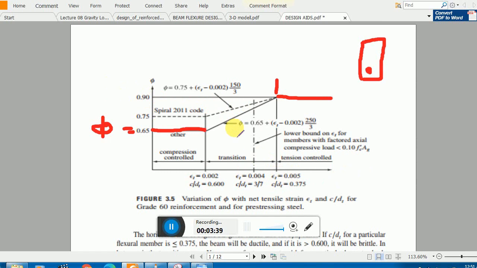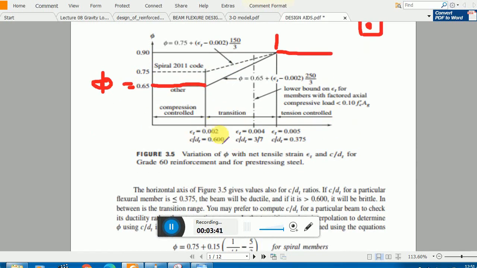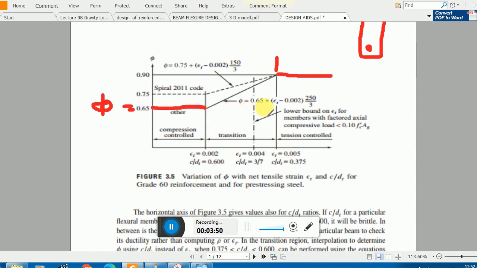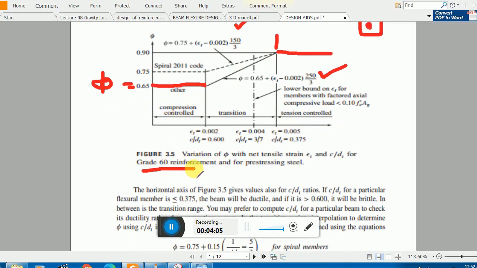Remember this. If your epsilon t value lies in between this region, more than 0.002 but less than 0.005, then you have to interpolate the phi value from this equation or from this equation. If you have a spiral member, then you will use this one. If it is another member, not a spiral member, then you have to use this equation. Remember, this equation or this graph is for grade 60 reinforcement, so these formulas are applicable for grade 60 steel.